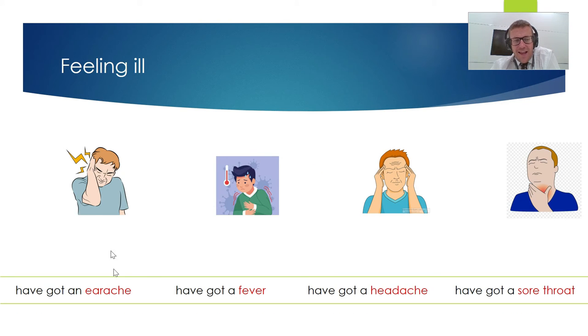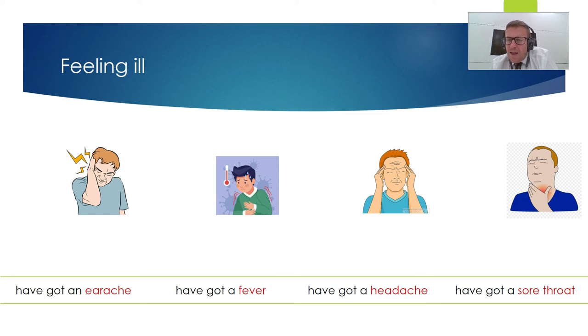Next, have an earache. These are two words together. We put them together to say earache. Ache means pain. When you feel a pain in your ear, this is earache. You've got a fever. So when you feel hot in your head and on your skin. Headache. Same again, pain but in your head. And you need to take a paracetamol or something.